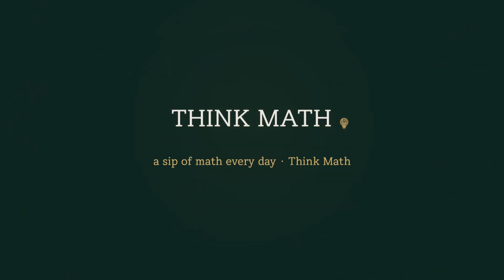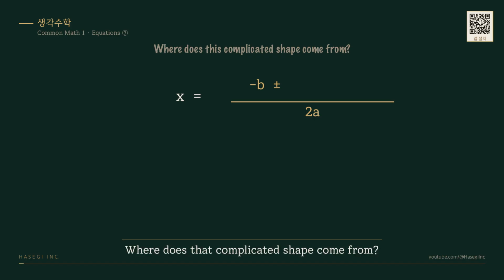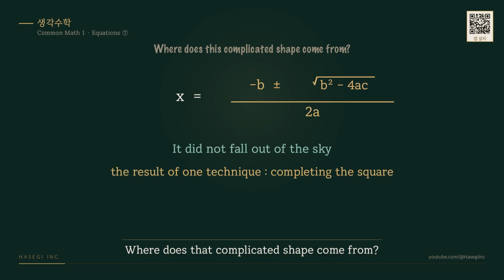Think math. Everyone memorizes the quadratic formula. But where does that complicated shape actually come from? There is b squared minus 4ac under a square root, a minus b in front, and a 2a underneath. In fact, the formula did not fall out of the sky. It is simply the result of one single technique, completing the square.